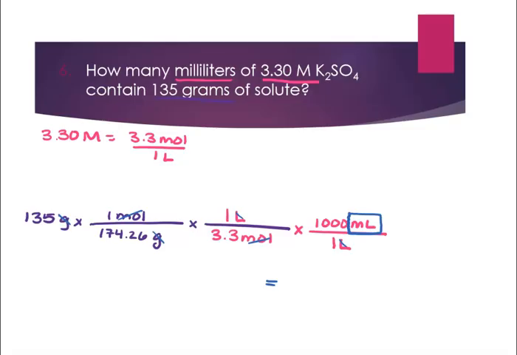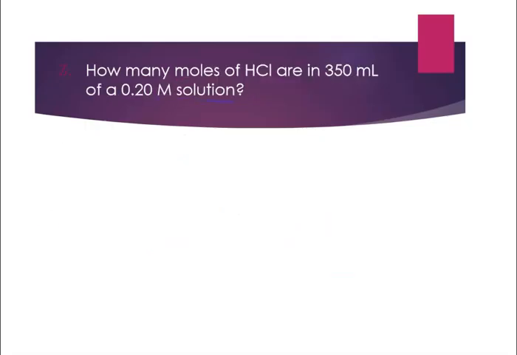So 135 divided by 174.26 divided by 3.3 times 1,000 is going to give me 235 milliliters. What that means is that 235 milliliters of this solution contains exactly 135 grams of that K2SO4. Let's look at another one.